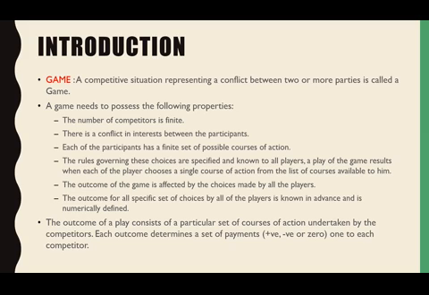Only then there will be a conflict of interest between each of the persons involved in the game. Each of the participants has a finite set of possible courses of action. So, the next move to be made in the game by the player is called a course of action. So, for every player, there has to be a finite set of possible courses of action. Okay? The rules governing these choices are specified and known to all the players.